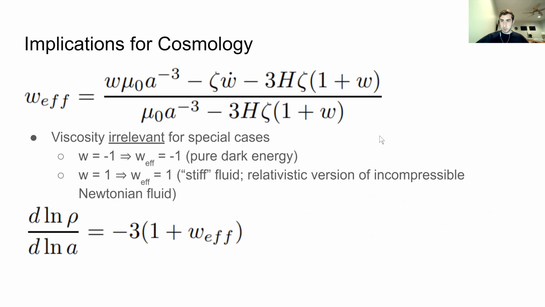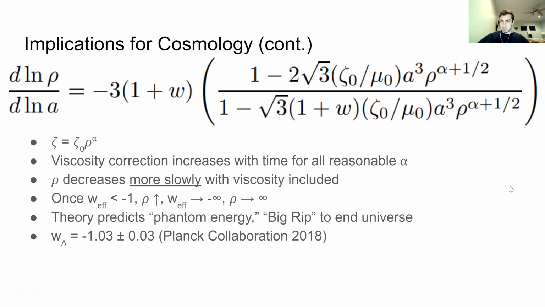But with this theory, you find that there are some special results. If you have the case where it's pure dark energy, so W is -1, or if you have a stiff fluid, which basically means the relativistic version of an incompressible fluid, you find that the effective W is the exact same, which means that the viscosity doesn't matter at all for those cases, which is pretty interesting. But we also want to get to a functional form. We want density as a function of scale factor, and here's the equation you can use to do that. If you go through a lot more math that I'm going to skip, you get to this kind of scary looking equation that's actually not that complicated, but here's how it depends on all these things I've been talking about.